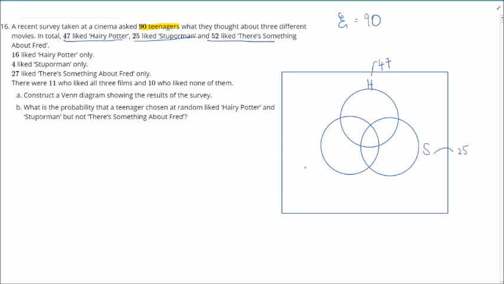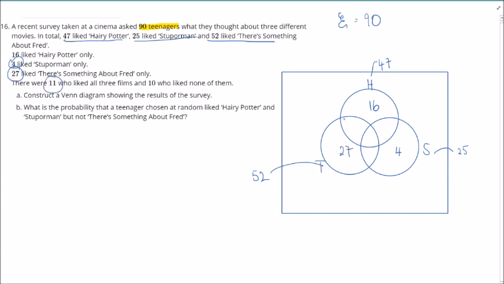And 52, something with T. So we're going to put that outside as well. 52. So now we know the totals. 16, like Harry Potter only, so it's just Harry Potter. 4, like S, and 27, like T.